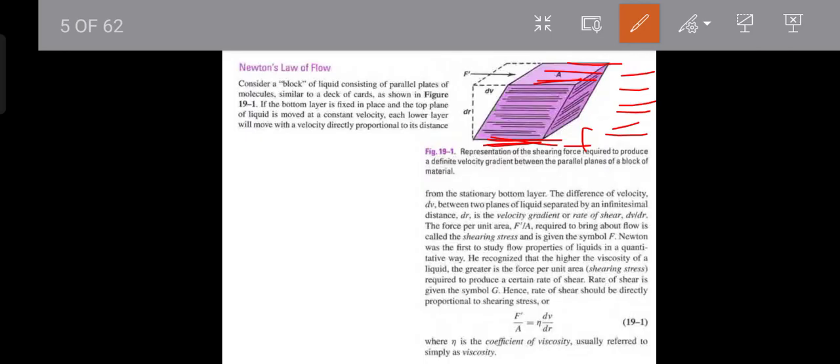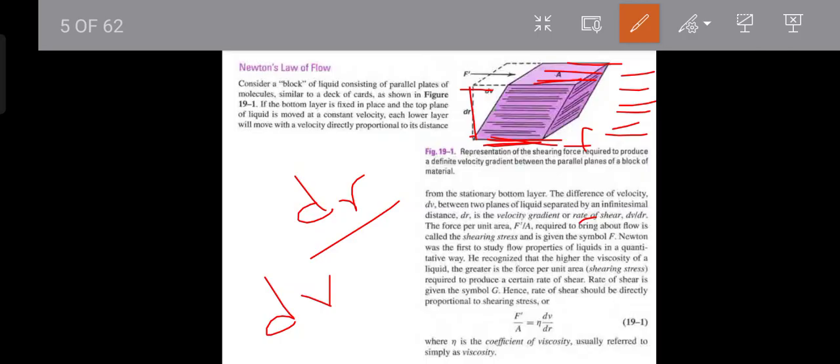Each lower layer will move with a velocity directly proportional to the distance between the top layer and the bottom layer. From the stationary bottom layer, the difference of velocity, a little change in velocity, is taken as dv between the two planes of liquid separated by an infinitesimal distance dr. So dr is the little change in distance and dv is the little change in velocity. The velocity gradient, or rate of shear, is dv by dr. The force per unit area, F by A, required to bring about the flow is called the shearing stress. So F by A is the shearing stress, given the symbol F.